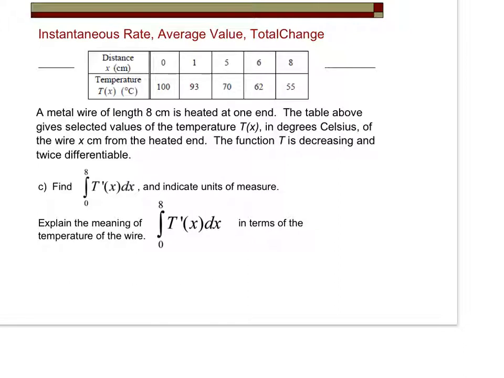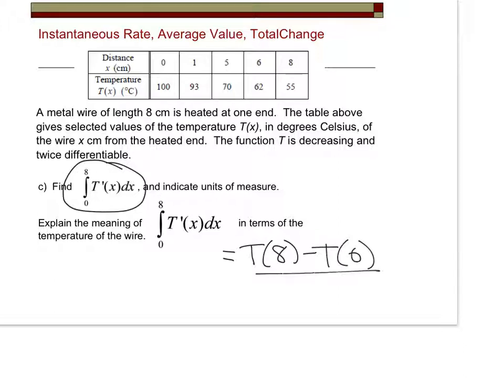Now, notice how they just keep coming back, repeating this. How is this integral different from the one we just did? Well, we know that by the fundamental theorem, this is basically saying T of 8 minus T of 0 all over 8. And we can see that we are finding the average rate of change. So this would be the change in temperature from 0 to 8 centimeters. And then the answer, I believe, that you should get is negative 45 degrees Celsius. So the change in temperature from 0 centimeters to 8 centimeters drops 45 degrees Celsius.